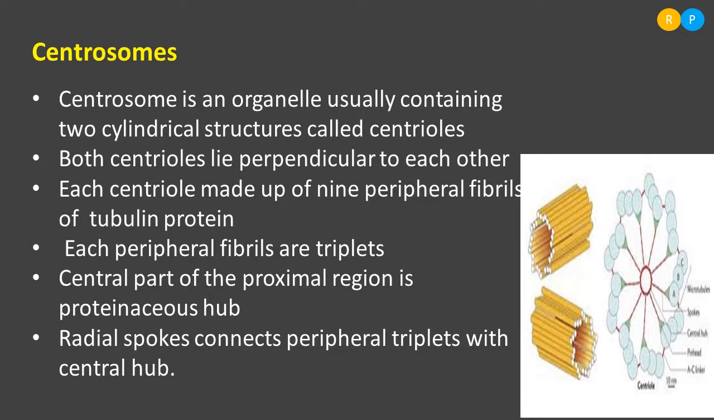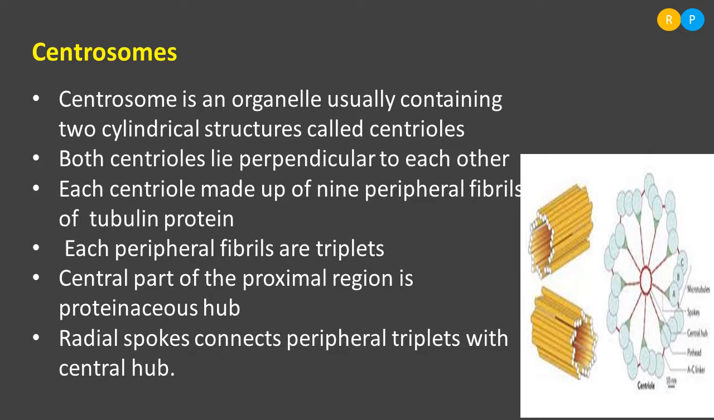Clear? This type of arrangement is called 9 plus 0, because there are no central fibrils here, only peripheral triplets are present. Because of the absence of central fibrils, it is named a 9 plus 0 arrangement. So this is the actual structure of centrosomes in the cell.